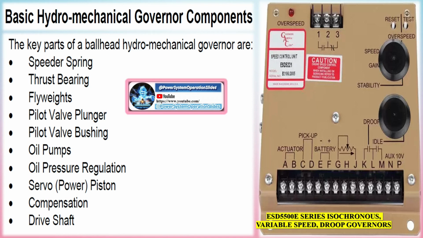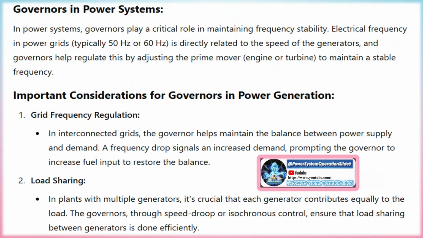Automatic paralleling systems. Modern power management systems often include automatic paralleling systems, which allow generators to be synchronized and connected to the grid or other generators without manual intervention. These systems use advanced control algorithms to adjust the generator's speed, phase, and voltage before closing the circuit breaker.